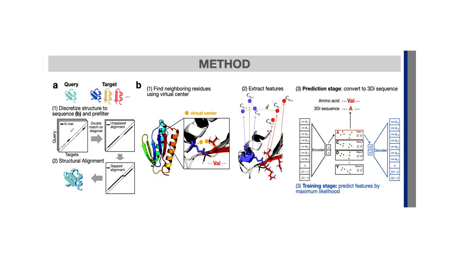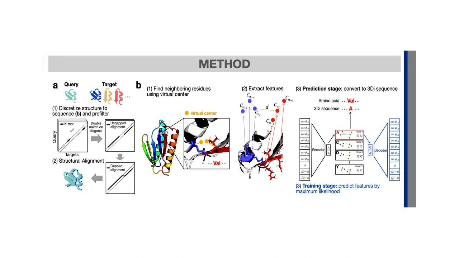Foldseek searches a set of query structures through a set of target structures. As shown in Figure A in the methods section, query and target structures are discretized into 3Di sequences, which describe tertiary residue-residue interactions of a protein. To detect candidate structures, we apply the fast and sensitive k-mer and ungapped alignment prefilter of MMseqs2 to the 3Di sequences, followed by a vectorized Smith-Waterman local alignment combining 3Di and amino acid substitution scores.